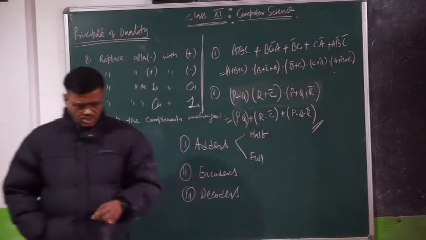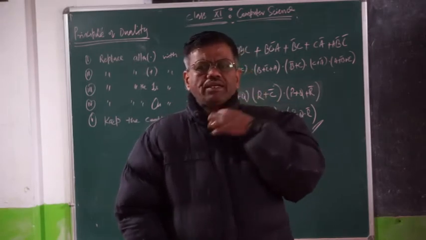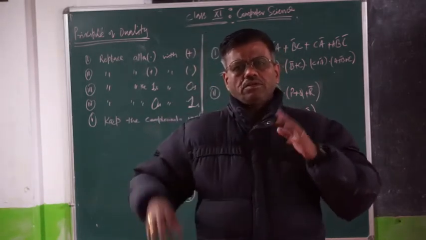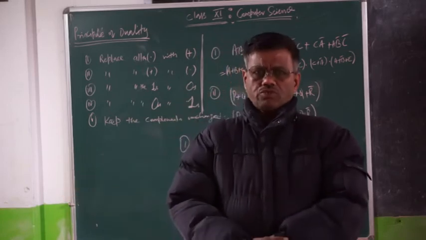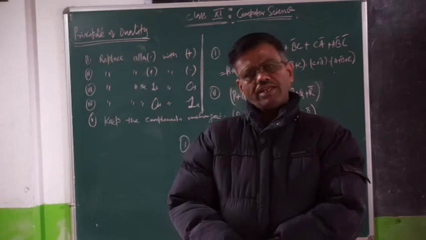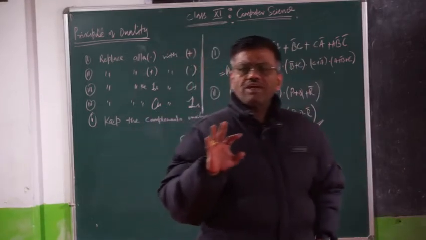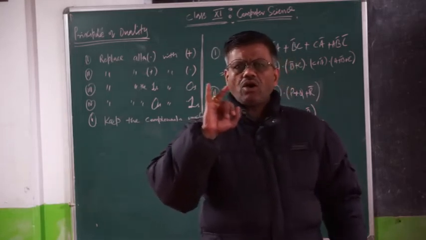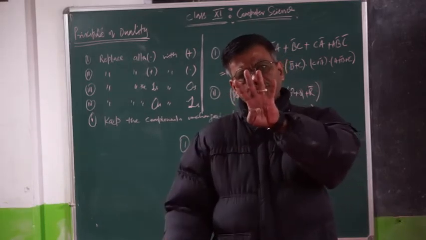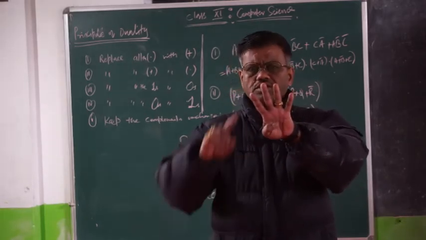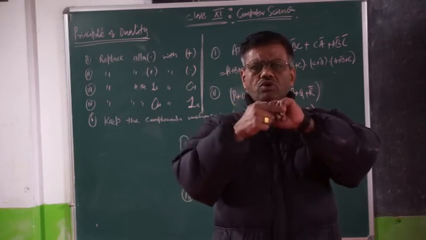Okay, boys and girls? I will recapitulate what has been done in the whole of today, and what I am going to do in the next video session. Both I will tell you. Right? I started today by revising the primary gates AND, OR, NOT. With the help of these three gates, four more gates can be constructed: NAND, NOR, XOR and XNOR.